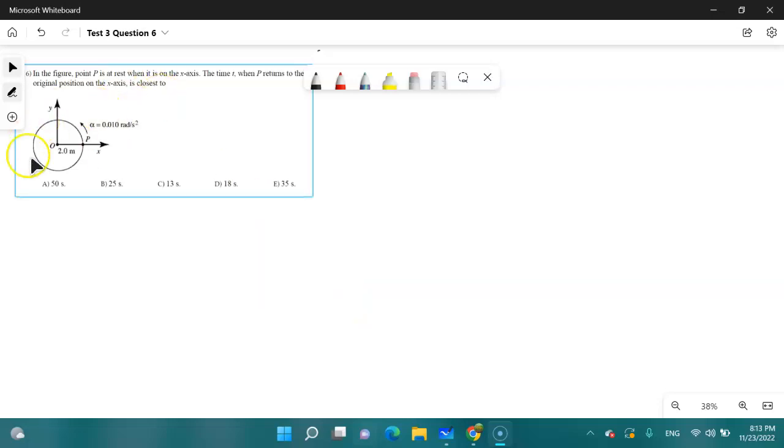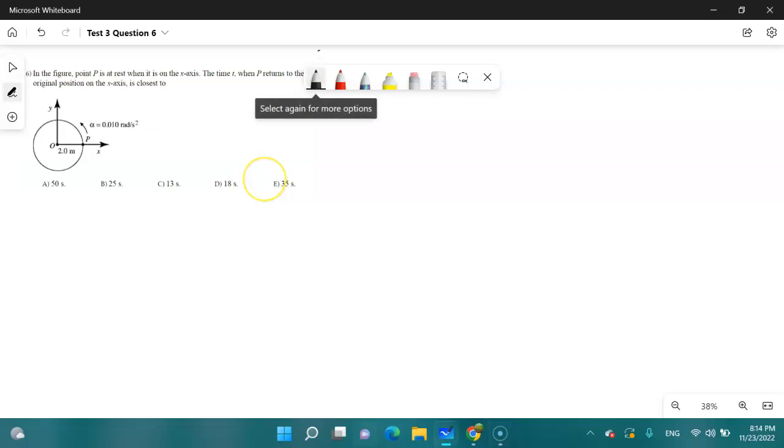So in this problem, we have a circle and we're being asked to find the time t at which P returns to the original position on the x-axis. What time is that closest to in seconds? So the first thing we can do is write down the values that we are given.